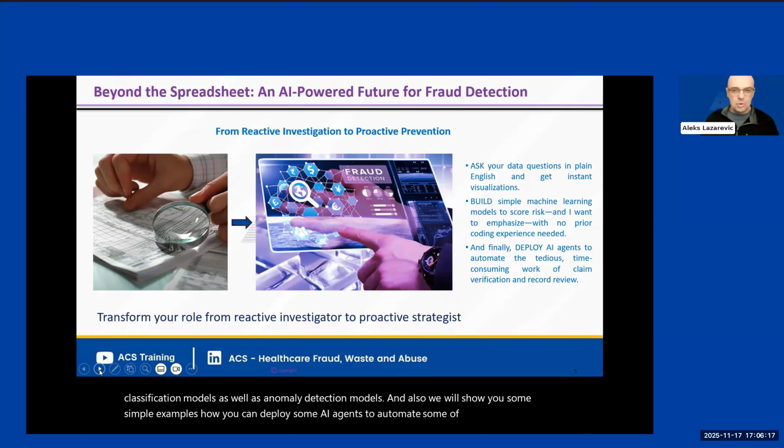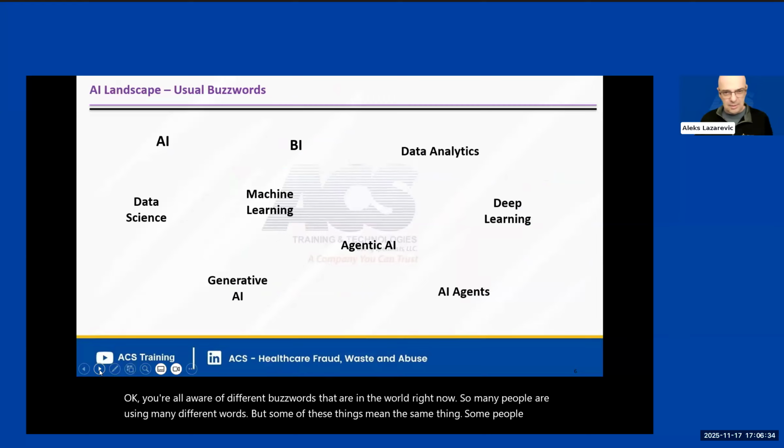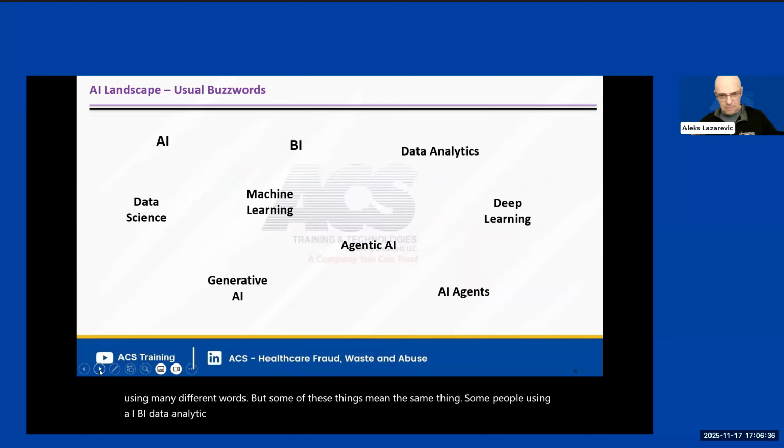Okay, you are all aware of different buzzwords that are in the world right now. So many people are using many different words, but some of these things mean the same thing. Some people are using AI, BI, data analytics, data science, machine learning, deep learning, generative AI, agentic AI, and so on. So this course will try to demystify some of these things.